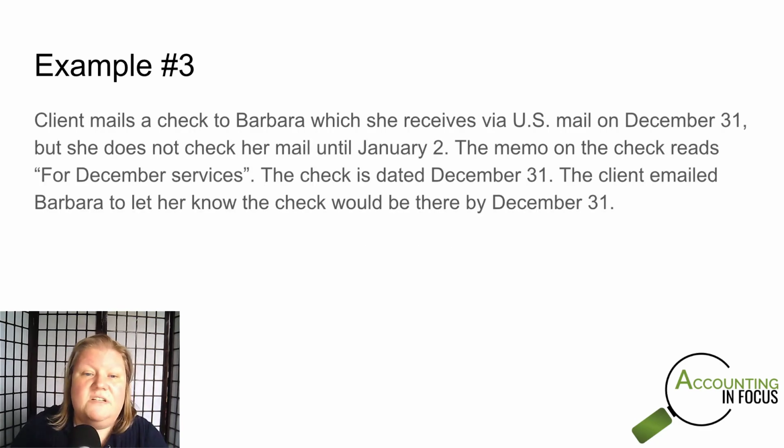Let's look at another example. A client mails a check to Barbara, which she receives via U.S. mail on December 31st, but she does not check her mail until January 2nd. The memo on the check reads for December services. The check is dated December 31st. The client emailed Barbara to let her know that the check would be there by December 31st. So she receives the check, but she does not get her mail, though she knows that it's in the mail. Basically, Barbara has decided, okay, I know there's a check there. Now, most people, if there's a check there, are going to run and get it. Barbara decided not to do that.